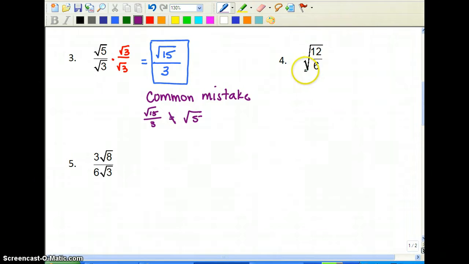Number 4, the square root of 12 divided by 6. Well, 12 divided by 6 is 2. So we don't need to do any of this hard work.